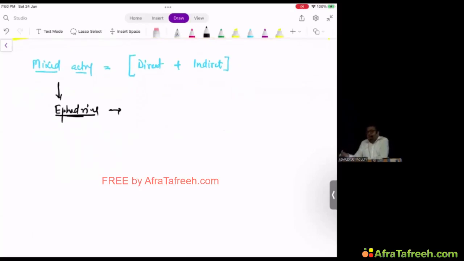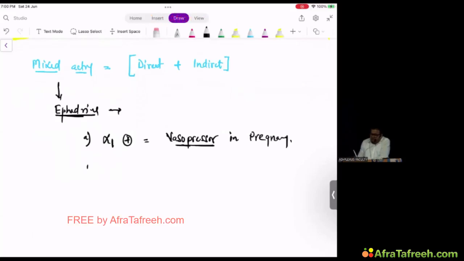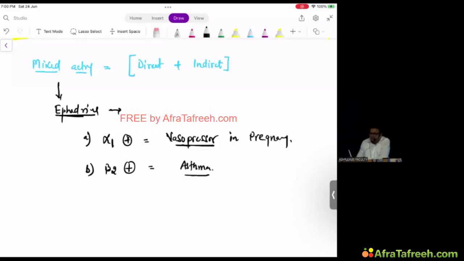It can act directly on the receptor, and cause more release of norepinephrine. So it can stimulate alpha 1 receptors, that is used as a vasopressor, especially in pregnancy because it is safe in pregnancy. And it can stimulate beta 2 receptor also. Beta 2 receptor can be used in treatment of asthma as a bronchodilator. These are the two uses of ephedrine.